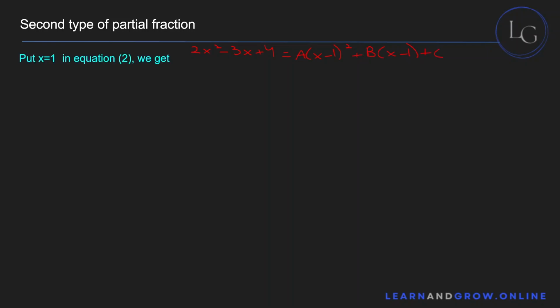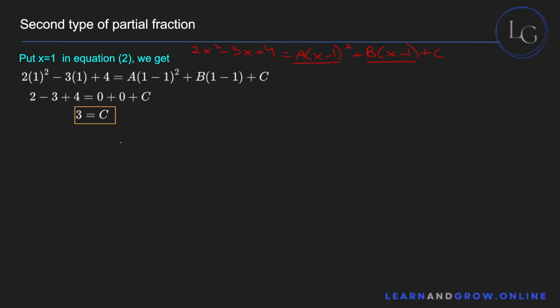Now, when we put x equal to 1 in equation 2, well, this entire part and this entire part will become 0 because this bracket will become 0. So when you replace x with 1 in this equation, you get c is equal to 3. So you have a value for c now. Now we have to find the values of a and b. Now, here's the best part.